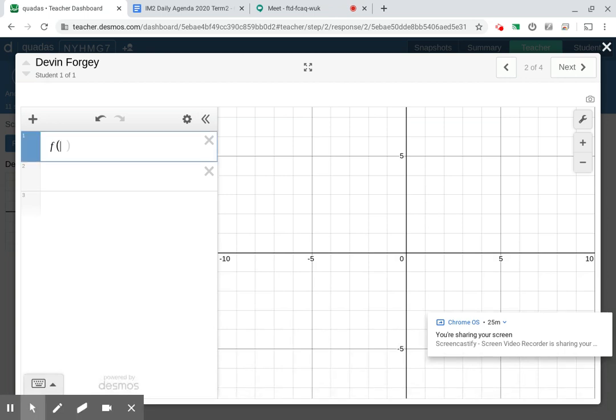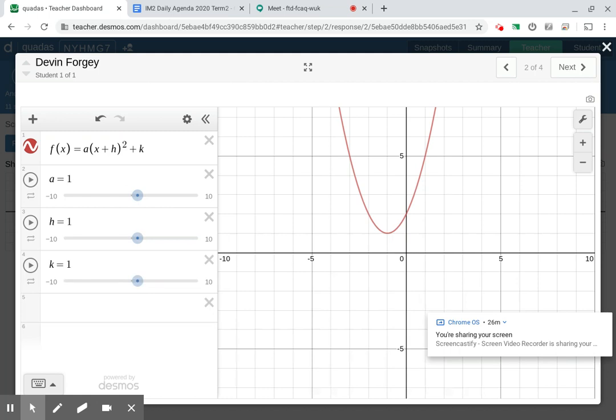We're going to call it f of x equals a, parentheses, x plus h, close parentheses squared, plus k, like that. This is vertex form. Notice how there is no b or c here. There's only an a value. This is not standard form. This is vertex. Now look, a does the same thing as the previous one. What does h do? And what does k do?